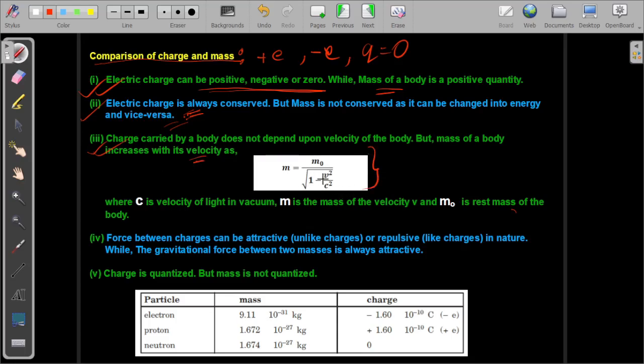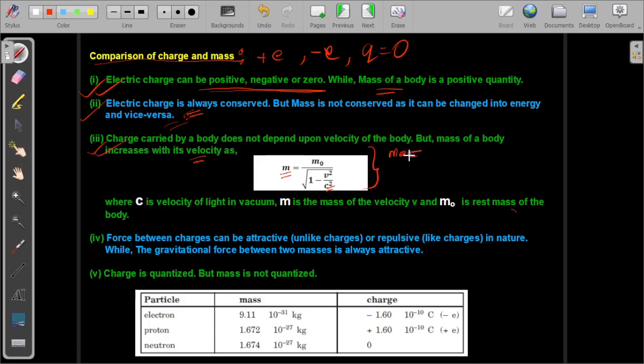But mass of a body increases with its velocity. You'll get this relation. Look at this. v is the velocity of the body. When the body is at rest, then its mass is m naught. When the body is moving, then it will have this amount of mass. If the velocity increases, what will happen? Suppose v is equal to c, where c is the velocity of light. Then this will be 1 and this will be 1. 1 minus 1 is 0. This whole value will be 0. m naught divided by 0 means infinity, very high.